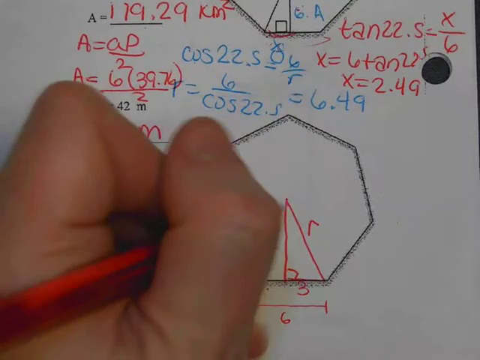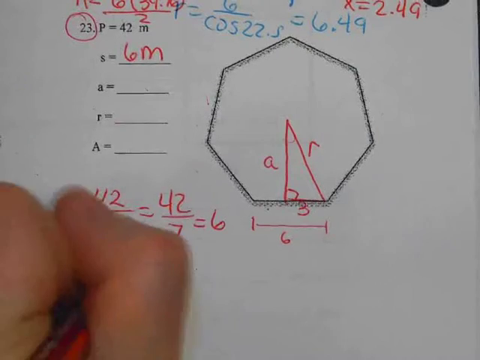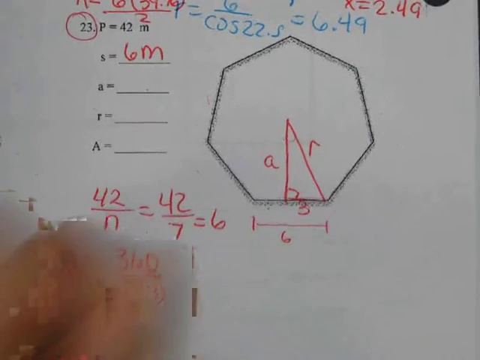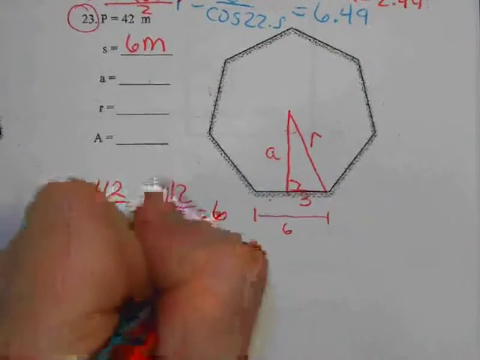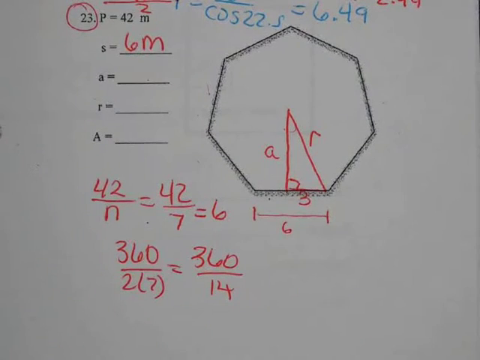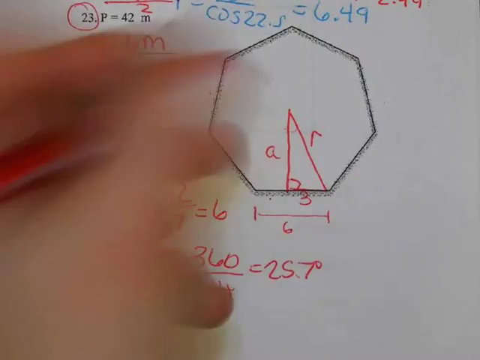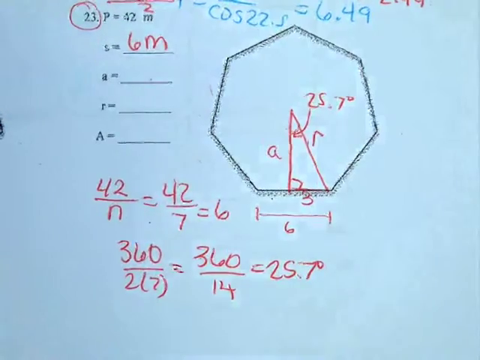And then again, we need to find that central angle. If our n is 7, I'm going to do 360 divided by twice the number of sides, which is 360 divided by 14. That comes out to about 25.7 degrees. So this angle right here is 25.7 degrees.